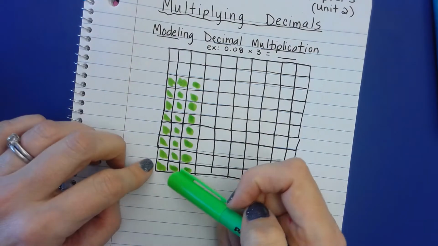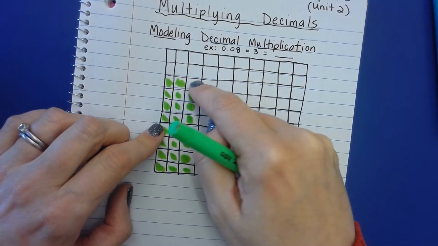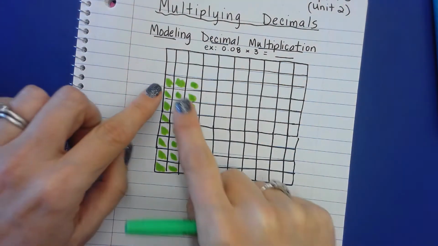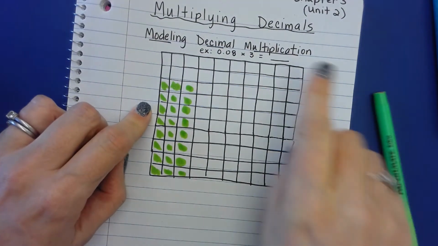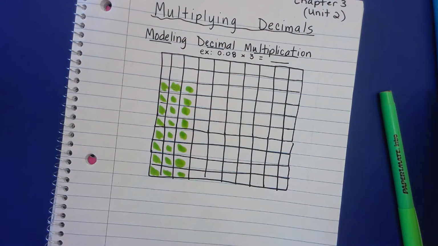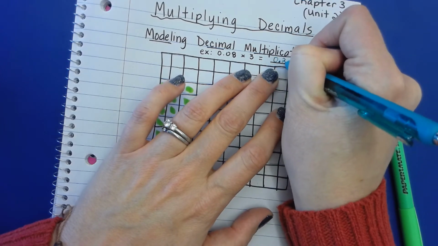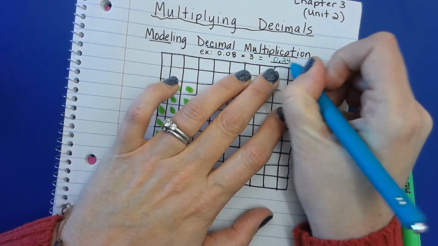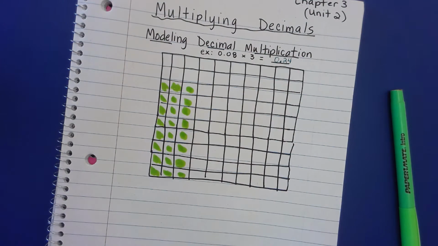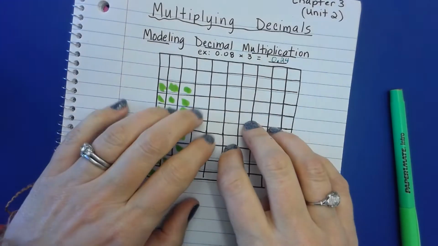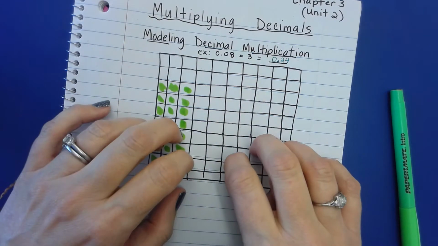Well, you can do your quick little array. 1, 2, 3 times 8 is 24. So 24 hundredths is modeled here. That is the final product. So we're going to put 24 hundredths as the product. 0.24, 24 hundredths. Okay? So there's an example of a model.